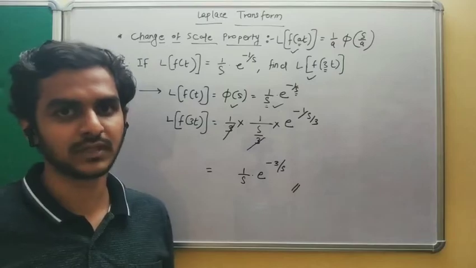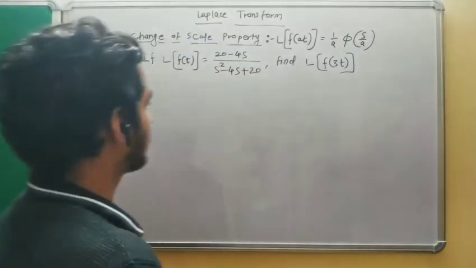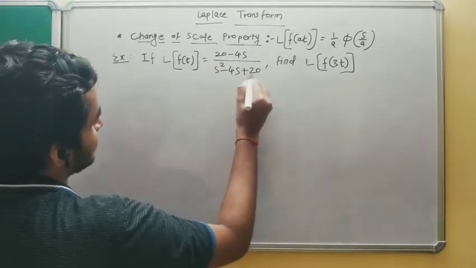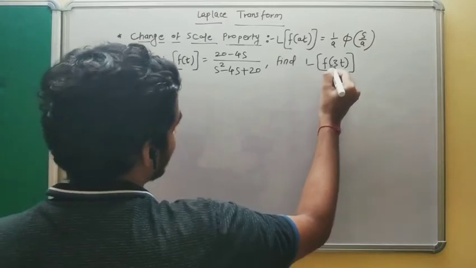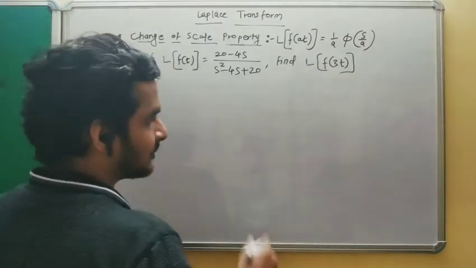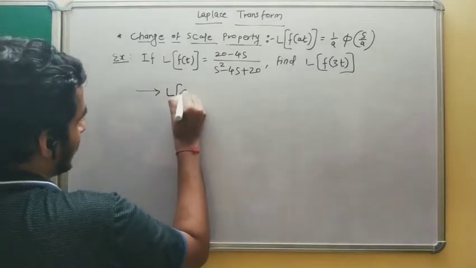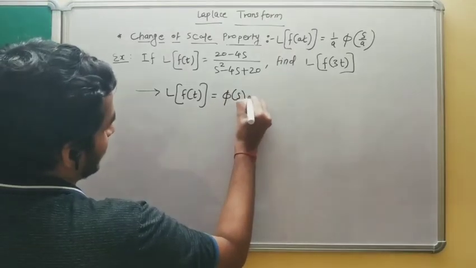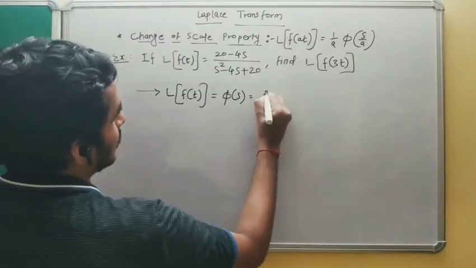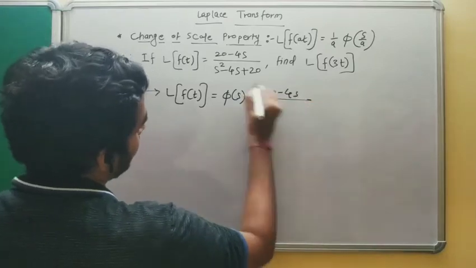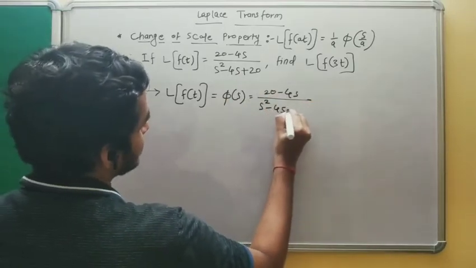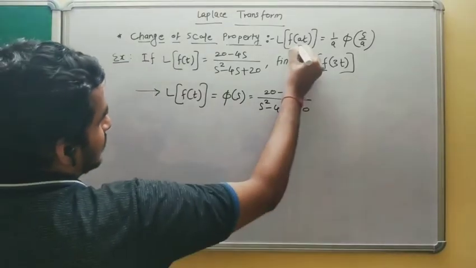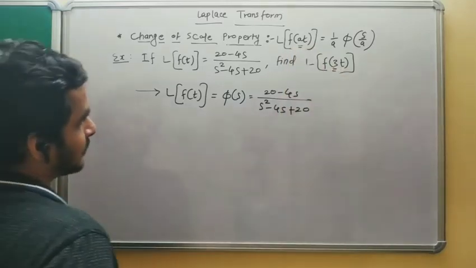Now let's move to the next numerical. So the next numerical is, if Laplace transform of f of t is equal to 20 minus 4s upon s square minus 4s plus 20, you have to find Laplace transform of f of 3t. So let's write the first step, that is given data. So Laplace transform of f of t, we know that it is nothing but phi of s, and it is given that 20 minus 4s upon s square minus 4s plus 20. This is the given data. Now like previous sum, here also a is nothing but 3. So let's apply the property.